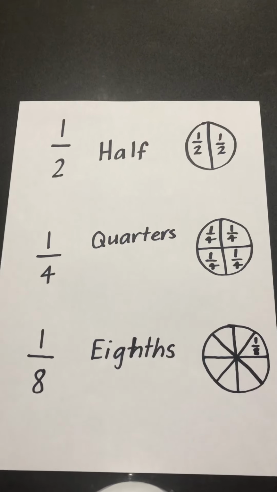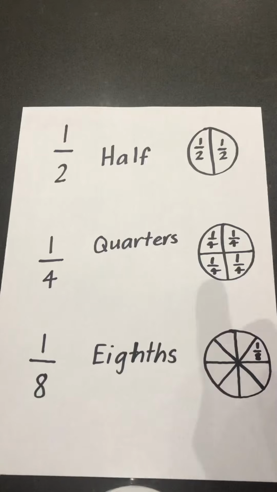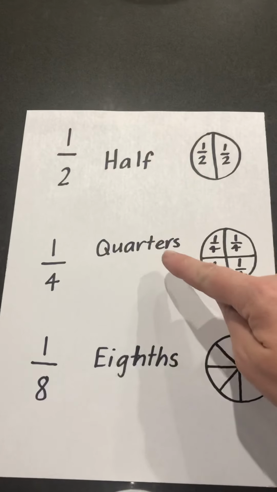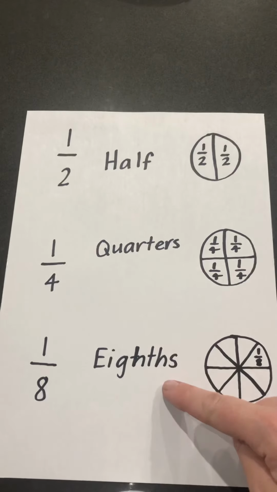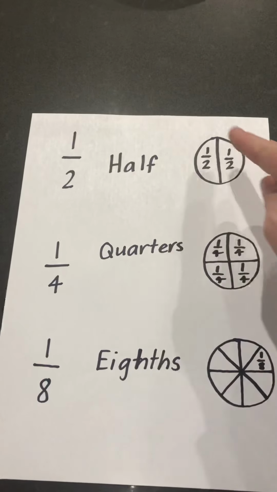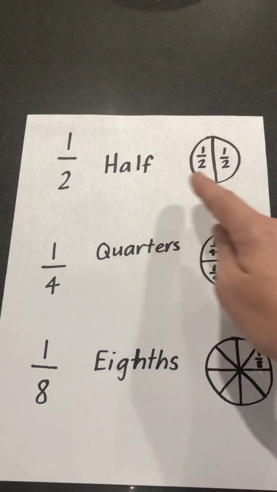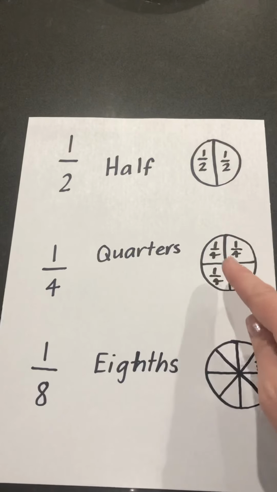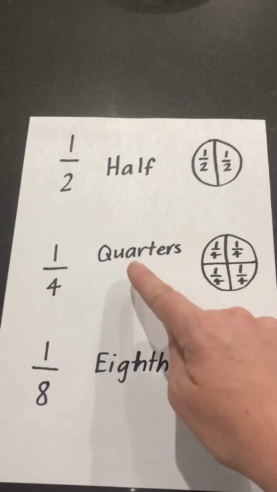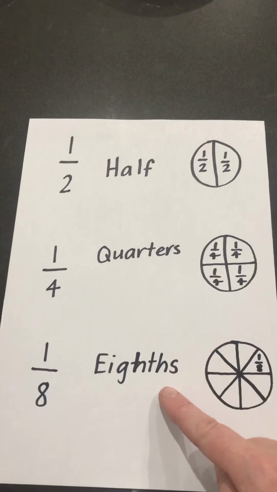Hello friends, we have been learning about fractions this week. We have looked at the last 2 days what a half is, what a quarter is, and yesterday we looked at eighths. We know that when we break a whole object into two equal parts, we have broken it into halves. And the same for quarters: 4 equal parts means it is a quarter. 8 equal parts is an eighth.